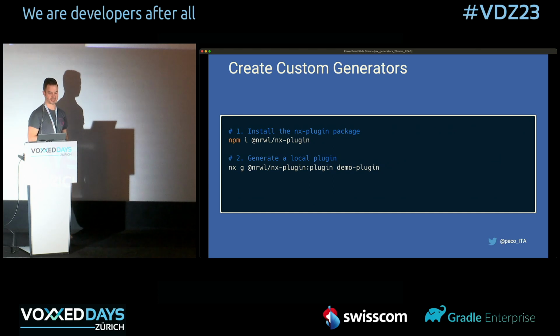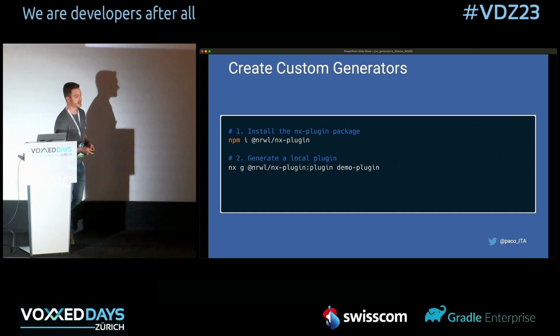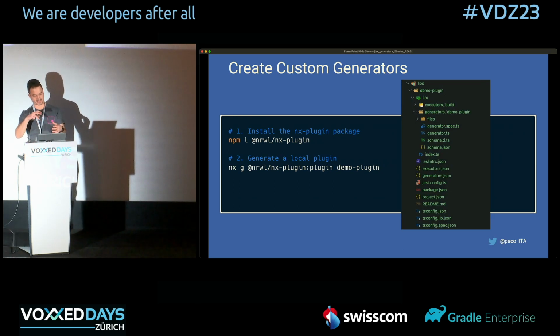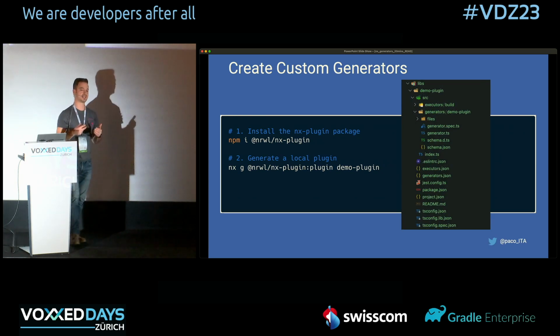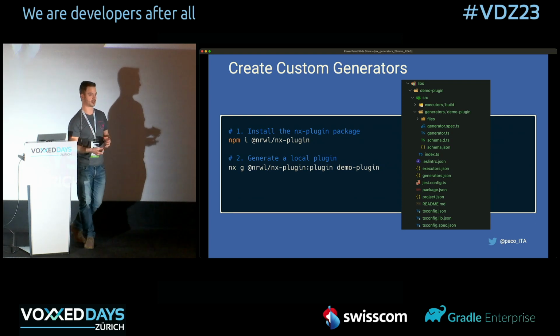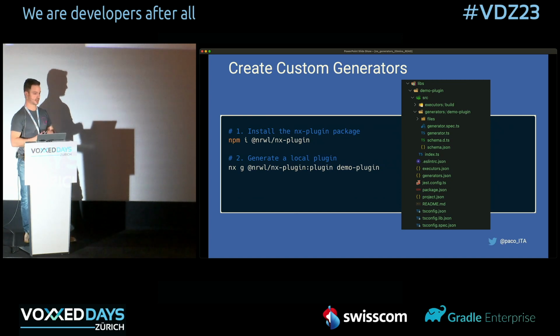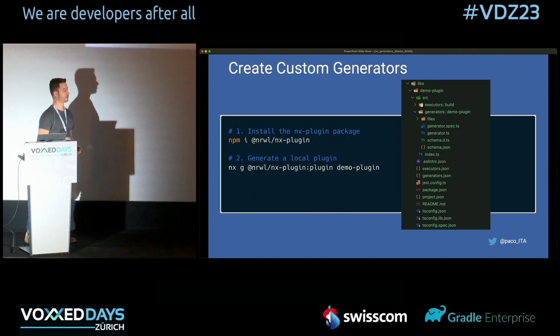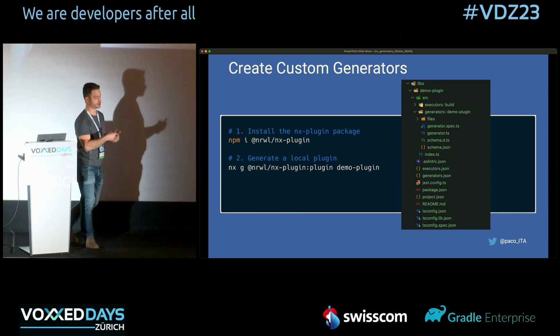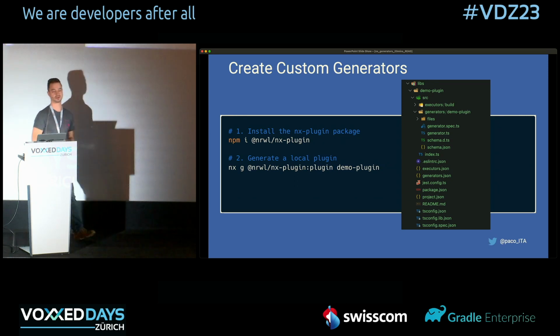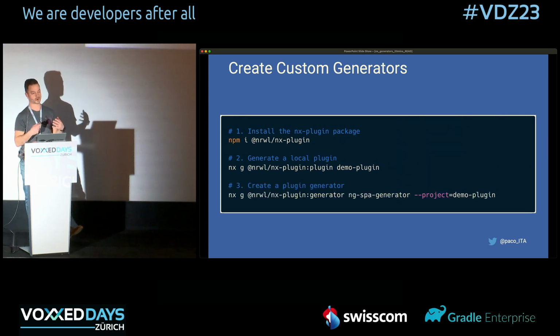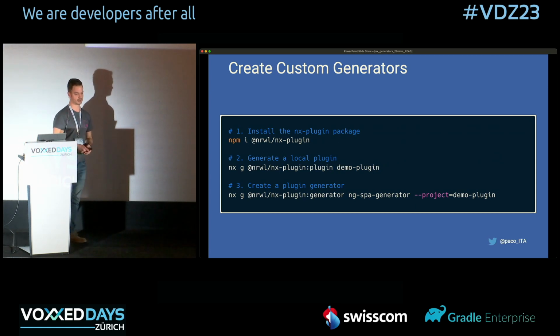After this, we can generate a local plugin with this instruction, and this will create for us the structure that we can then use to create future custom generators. In here, by default, a generator is already created for us. Here we use demo plugin as a project name, and we can either start from there and customize that provided generator, or, as we want to do, we can create our own custom generator.